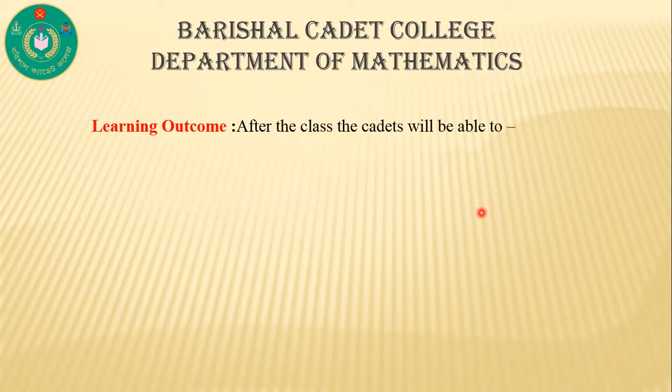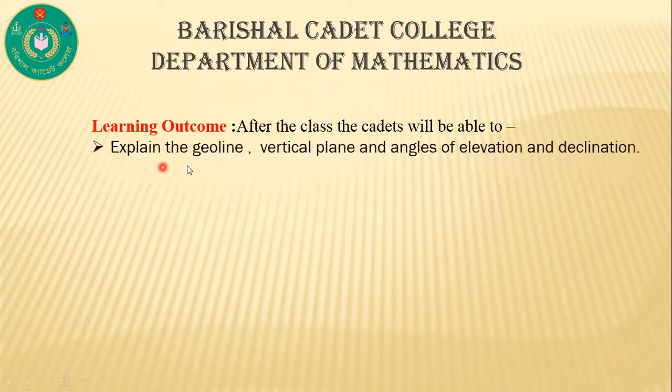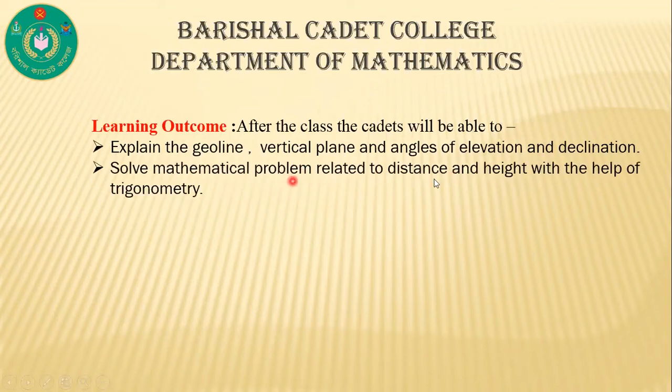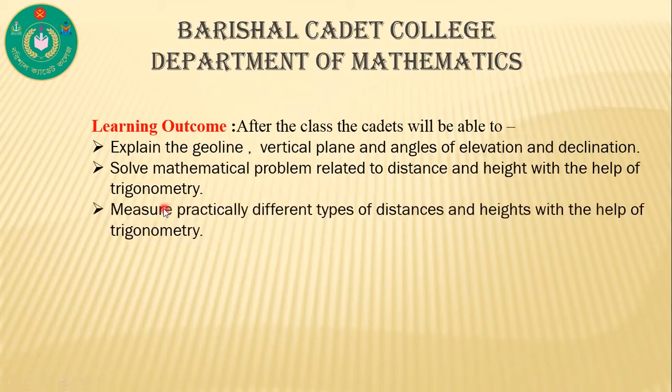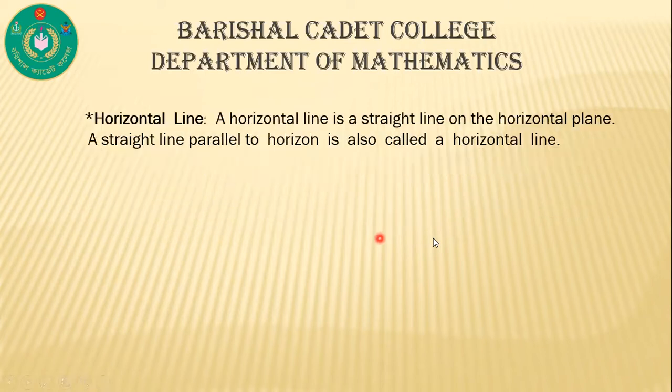Learning outcomes. After the class, the cadets will be able to explain the horizontal line, vertical plane and angles of elevation and depression. Solve mathematical problems related to distance and height with the help of trigonometry. Measure different types of distance and height with the help of trigonometry.